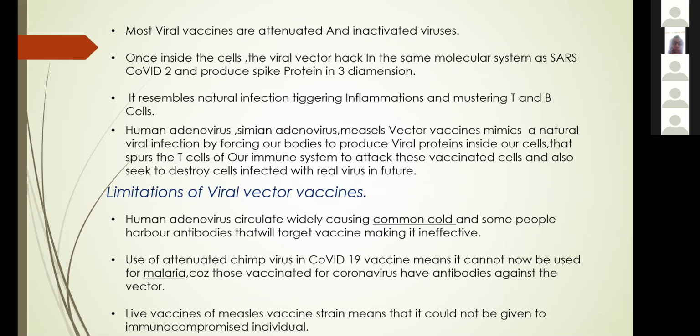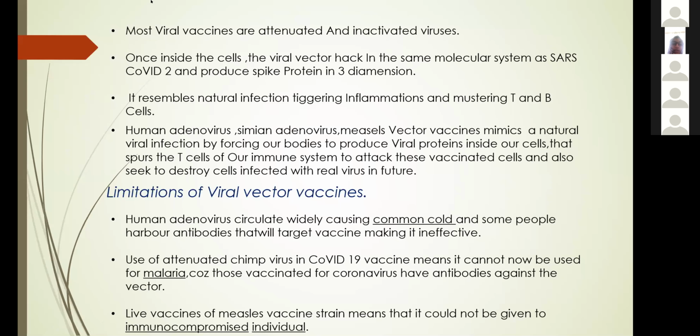Human adenovirus, simian adenovirus, measles vector vaccines mimic a natural viral infection by forcing our bodies to produce viral proteins inside our cells that spurs the T cells of our immune system to attack these vaccinated cells and also seek to destroy cells infected with real virus in future. Now coming to limitations of viral vector vaccines.